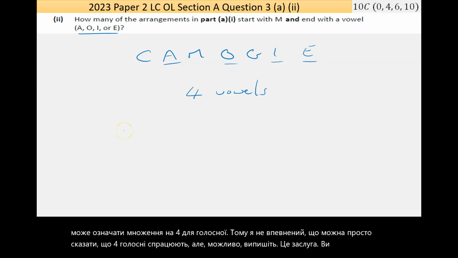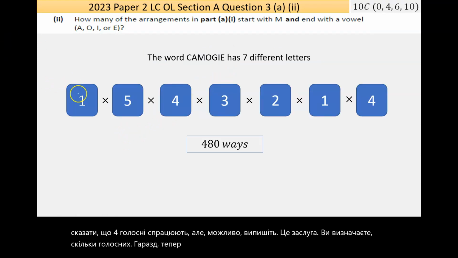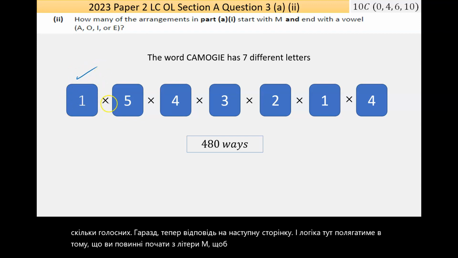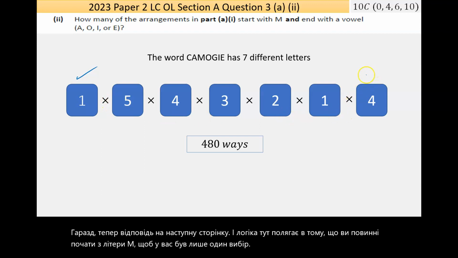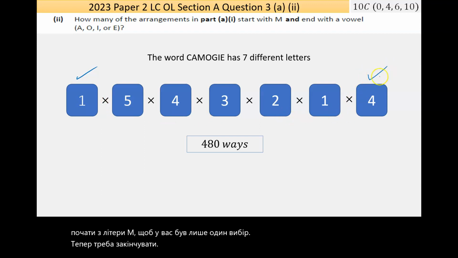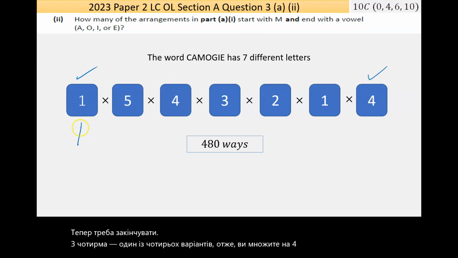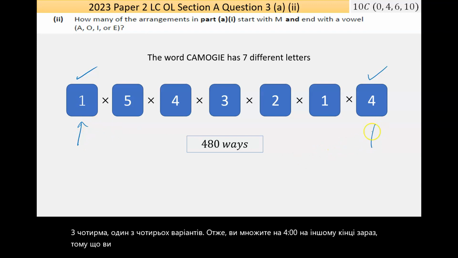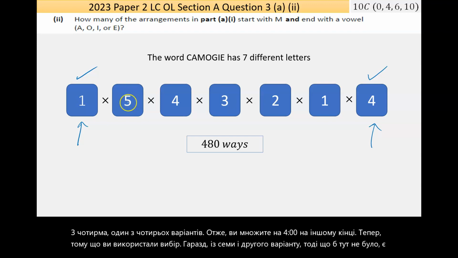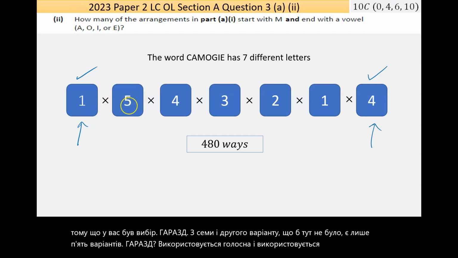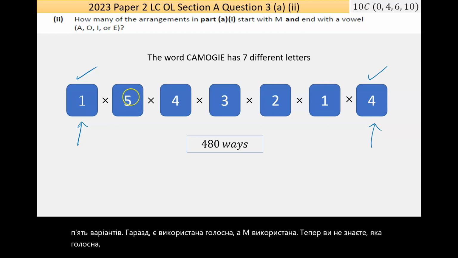Now the answer, I'll flick to the next page, and the logic here would be you have to start with an M, so you only have one choice. Now you have to end with one of 4 choices, so you're multiplying by 4 on the other end. Because you've used up a choice of the 7 and a second choice, there's only 5 options. There's a vowel used up and an M used up. Now you don't know which vowel, but there's a vowel used up. So there's 5 options left. Then because you've used up another one, there's 4 options, then 3, then 2, and then 1.